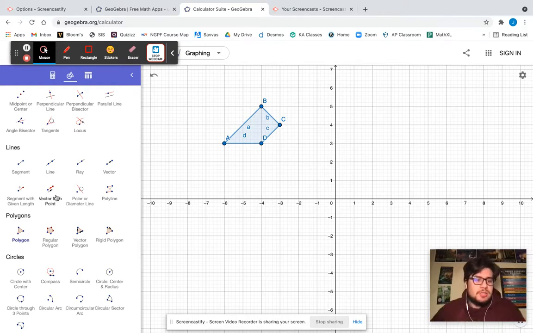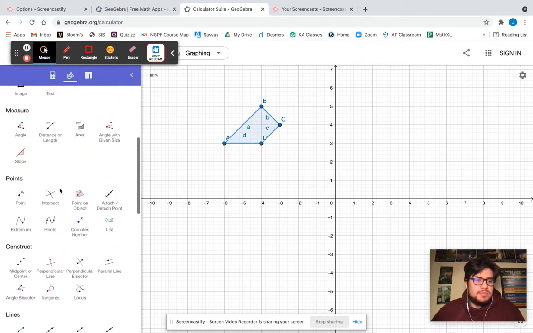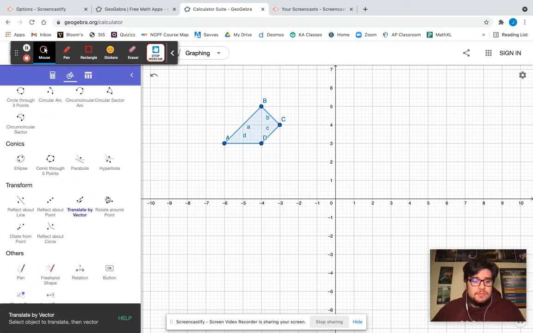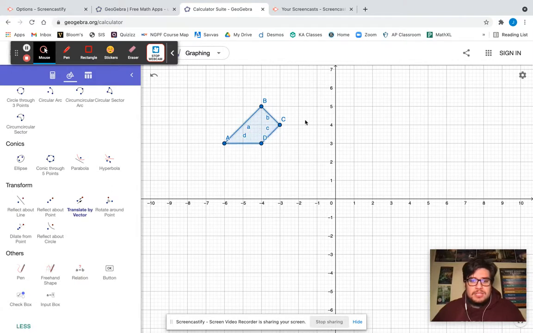Let me show us how we would do that. Let me go up to transform. I'm going to do this, translate by vector. Okay, so first I'm going to click on my object. So I want to shift this, and a lot of times we'll hear make a translation 4 units to the right. Okay, well, I can look at any of these points. Let's look at point C.